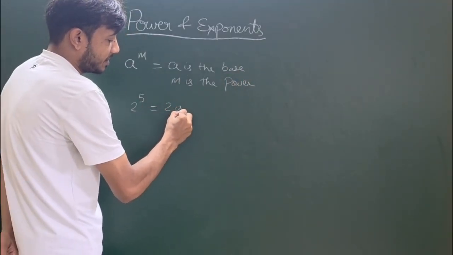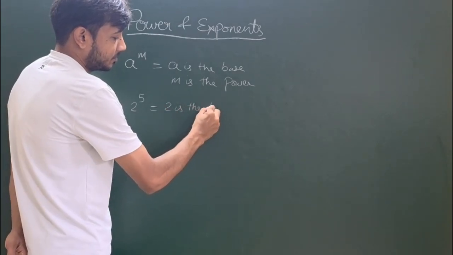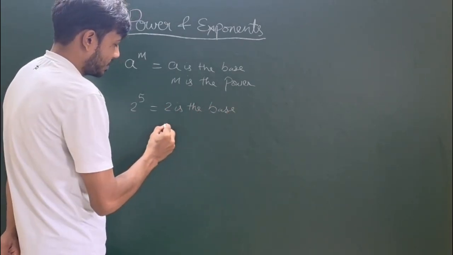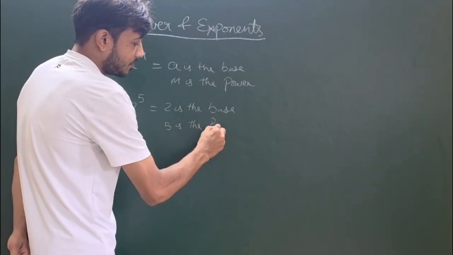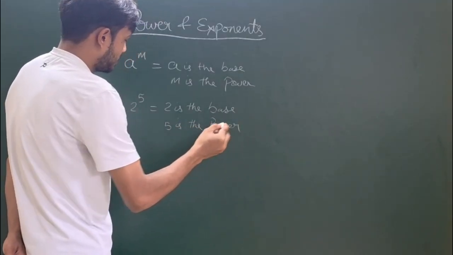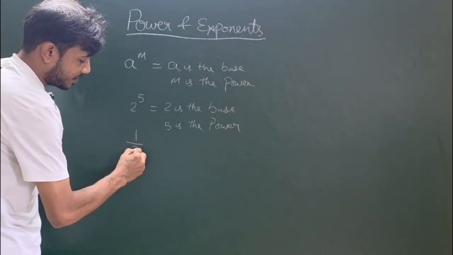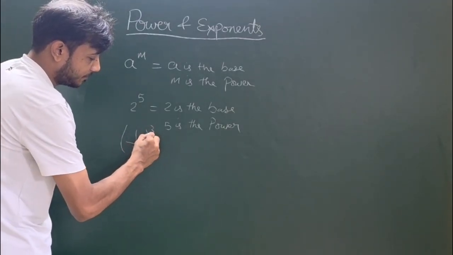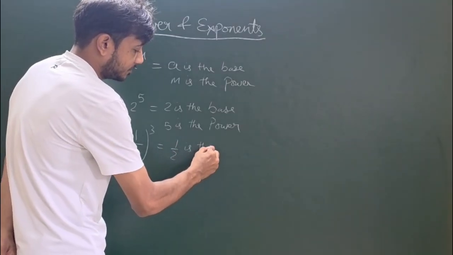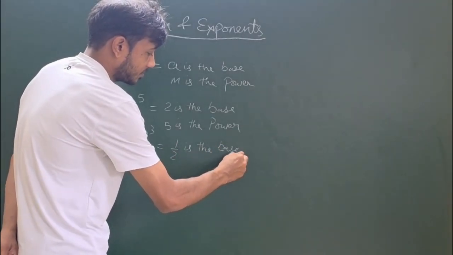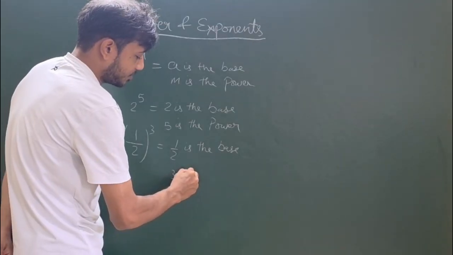Here 2 is the base and 5 is the power. Similarly, if we have a number 1 upon 2 to the power 3, we can say 1 upon 2 is the base and 3 is the power.